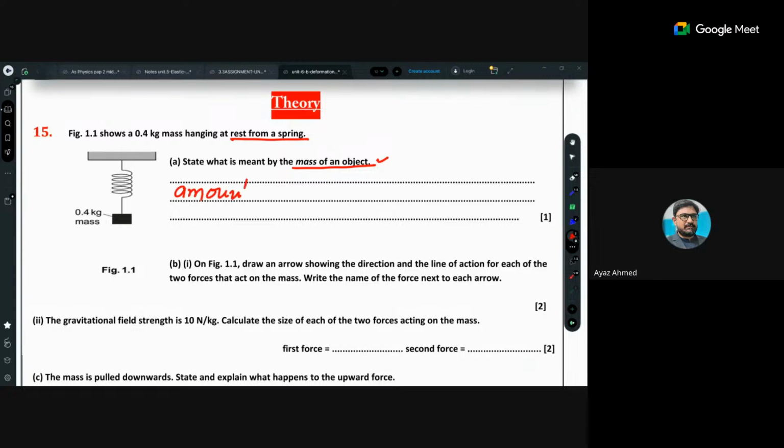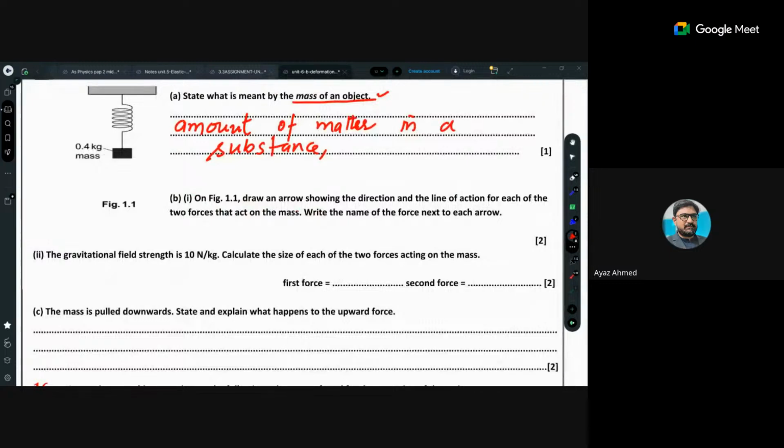Amount of matter. Or amount of matter in a substance, that is what we usually say. Amount of matter in a substance. Is it true? Are you agreed? Yes. Okay.